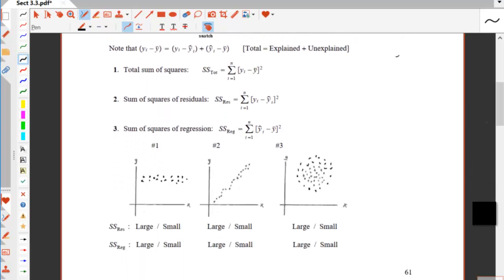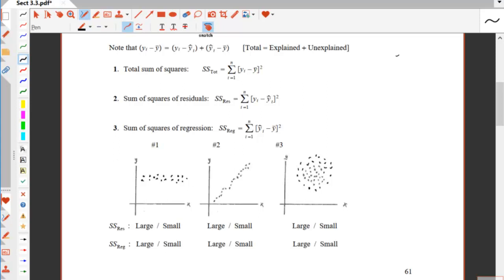So sanity check. Here are 3 pictures, and for each picture the question is: is SS residual a large or a small number, and is SS regression a large or a small number? Before we get into that, let's draw the means. In this case, the mean y is probably something like this, and maybe similarly here. If I try to draw through the middle, maybe y bar is about there, and in this picture, y bar is about there. So similar means for all of them.